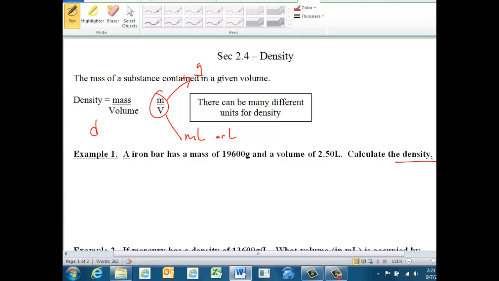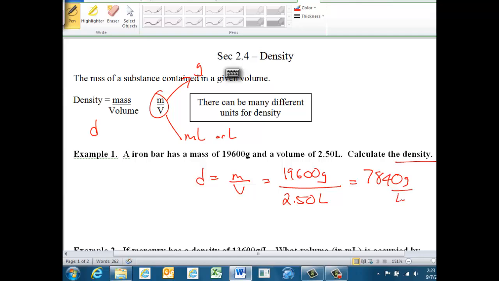An iron bar has a mass of 19,600 grams and a volume of 2.5 liters. You can divide that out and just keep the units grams per liter. The answer is simply 7,840 grams per liter. We have not yet discussed the idea of sig figs. That's coming up in a couple of days. So we're just going to leave the answer as that.